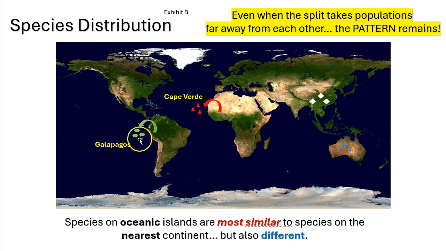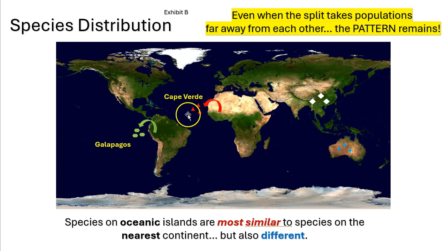Take a look here. We have the Galapagos Islands, and then recall the Cape Verde Islands off the coast of Africa. And Darwin was very interested in comparing the species found on these oceanic islands. They were very similar geologically, same climate. The question was, did they have the same species? And the answer was no. Darwin discovered this important pattern. Species on oceanic islands are most similar to species on the nearest continent, but they're also different. And again, Darwin had to explain both aspects of that.